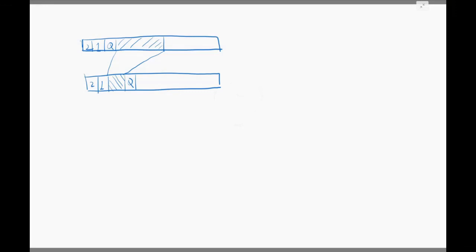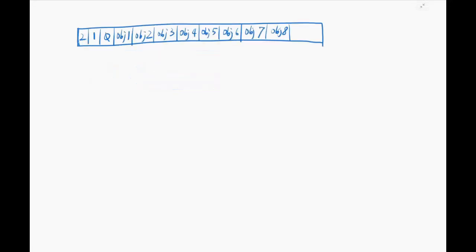A Gen 0 GC happens and promotes the survivors to Gen 1. How does this actually happen? I'll skip the mark phase since most of you already knew what it does. At the end of mark, we know exactly which objects are live. I've marked them with check marks.